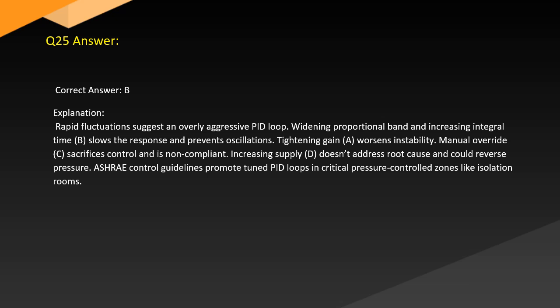Manual override (C) sacrifices control and is non-compliant. Increasing supply (D) doesn't address the root cause and can reverse pressure. ASHRAE control guidelines promote tuned PID loops in critical pressure-controlled zones like isolation rooms.